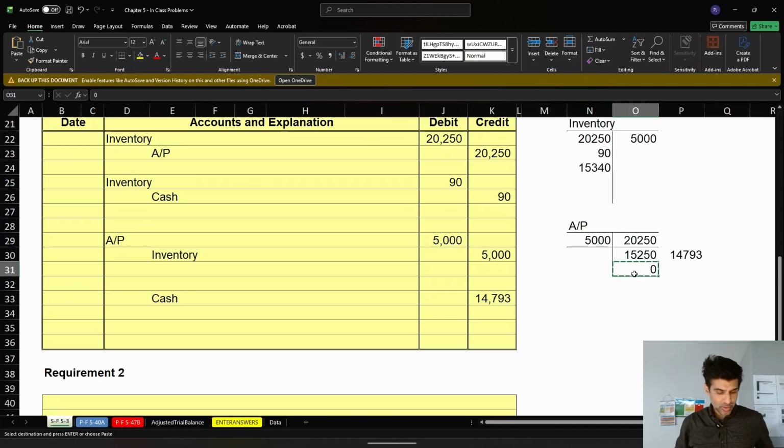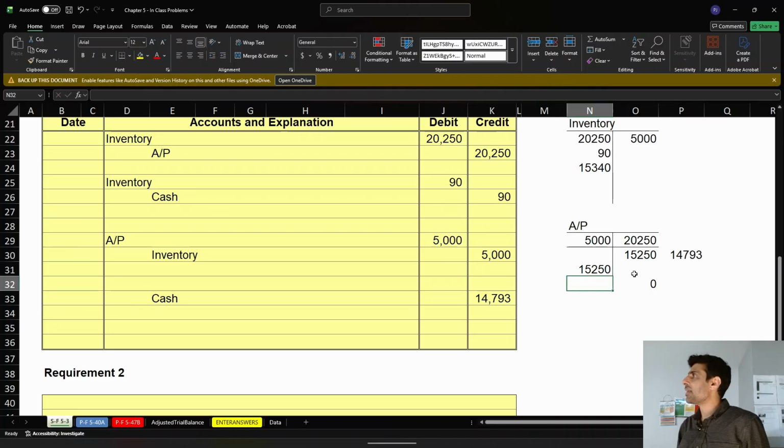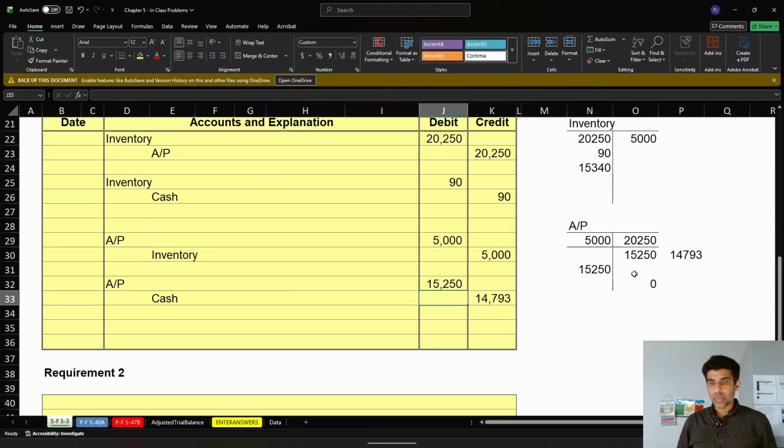So I know that I have to debit accounts payable by 15,250. Do we agree? Right? I'll know after I pay them off, I should have no accounts payable. Do we agree with that? So I'm going to debit, but this is not balanced, right? My debits don't equal my credits. This is an invalid journal entry as it is.